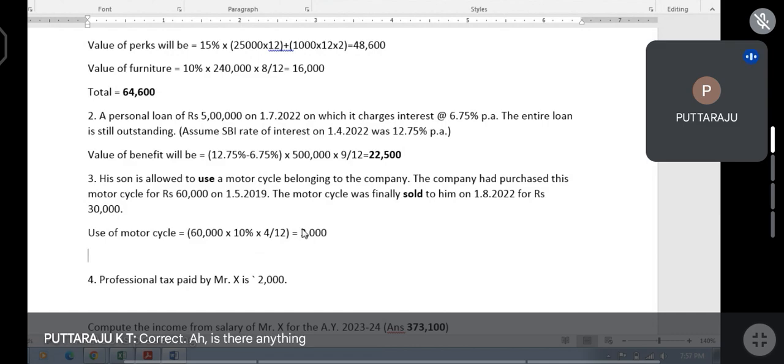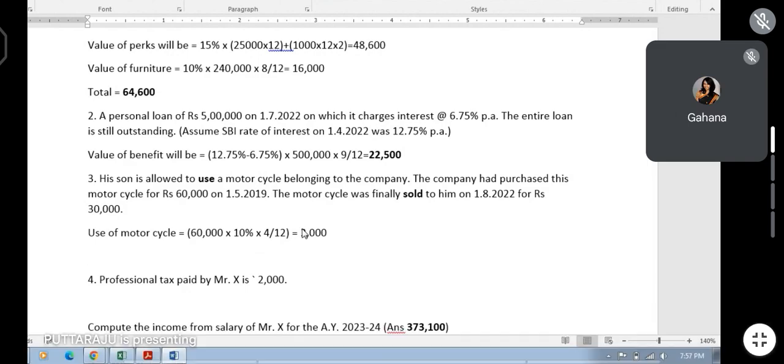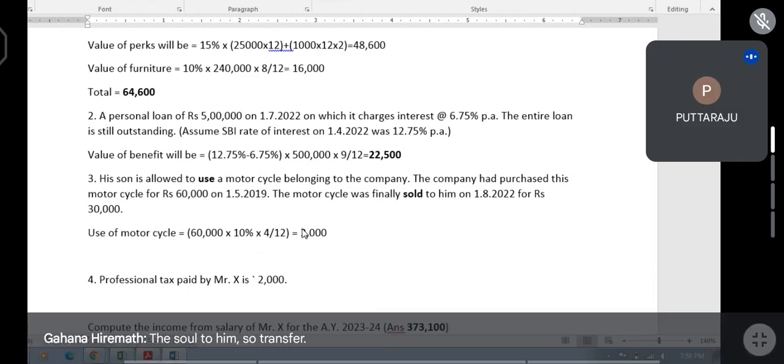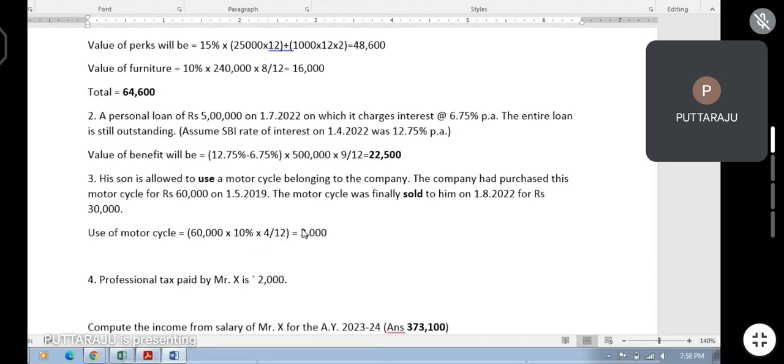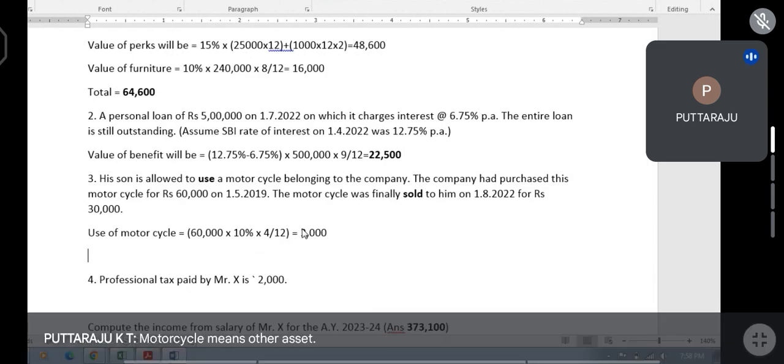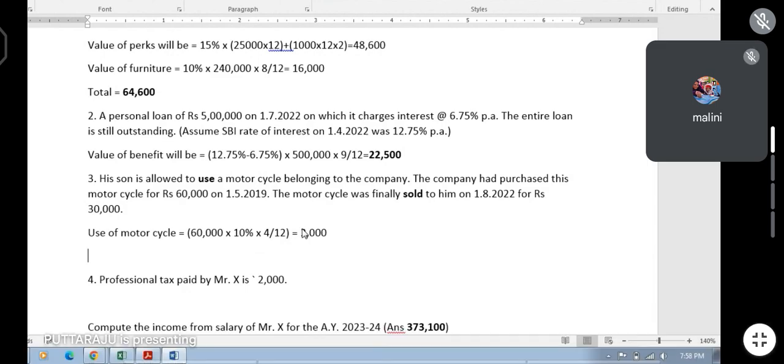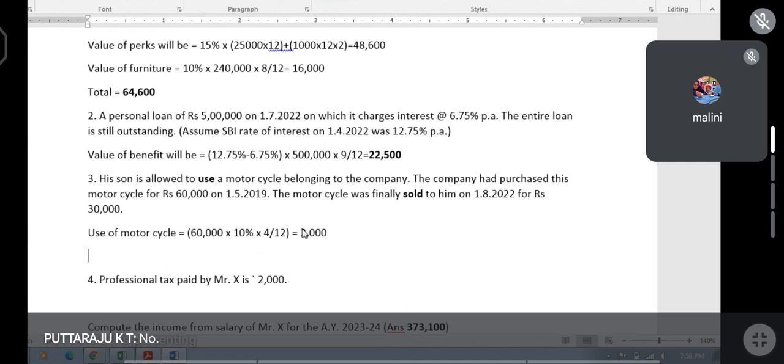Is there anything else we need to take here? It was sold to him, so transfer. Motorcycle means other asset, not car. Motor car or other asset you can take. Do I need to take anything? 10%, sir? No. 10% of what?